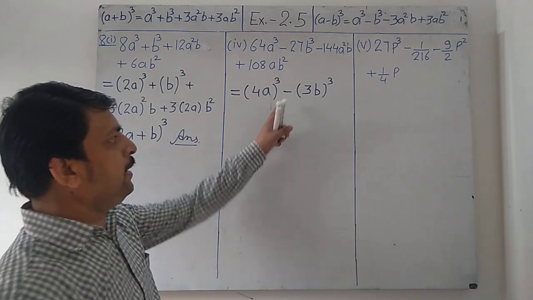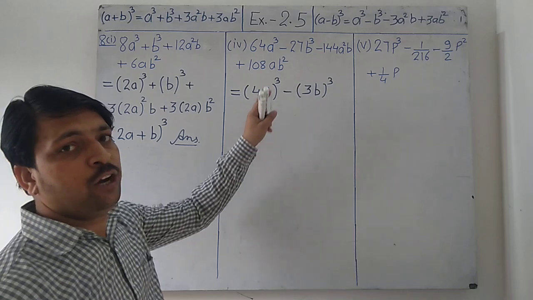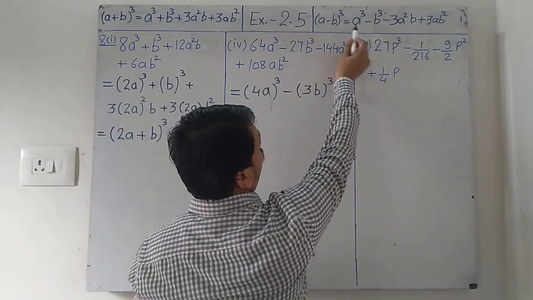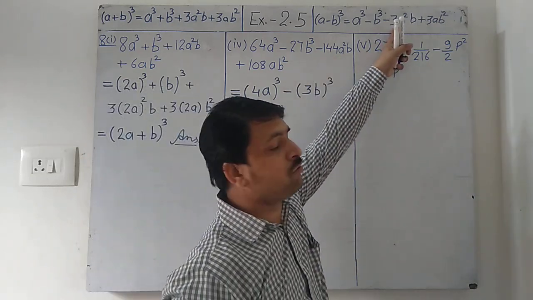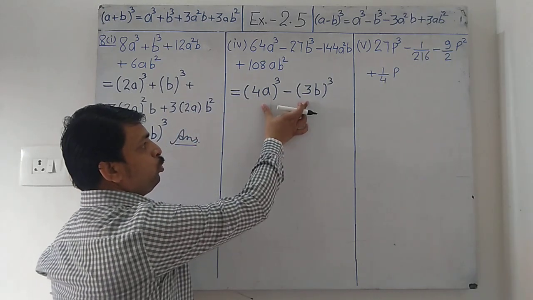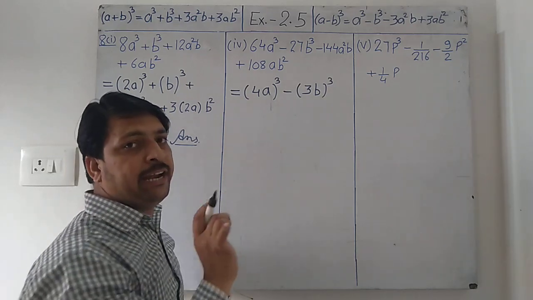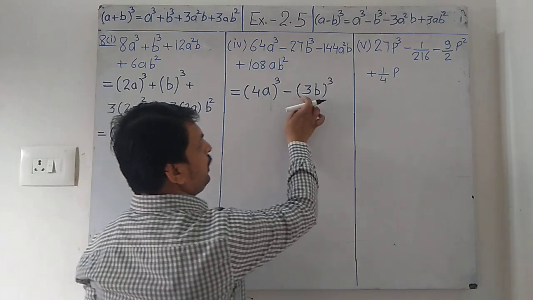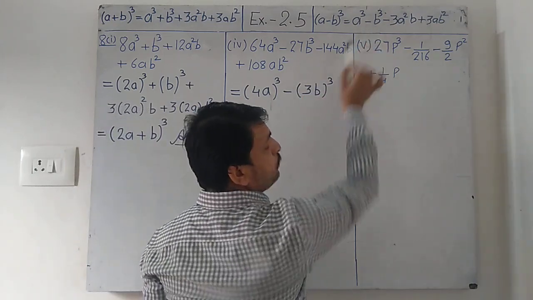Now students, there is a negative sign, so it will be the identity of (a minus b) whole cube. What is the identity? (a minus b) whole cube is equal to a cube minus b cube minus 3a square b plus 3ab square. From the first two terms, we can identify the values: a is 4a and b is 3b.